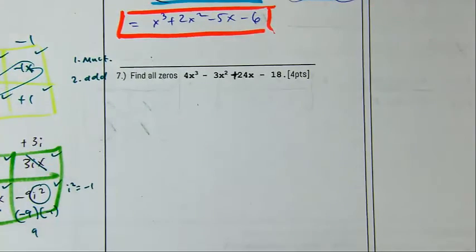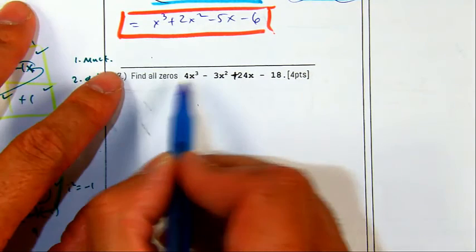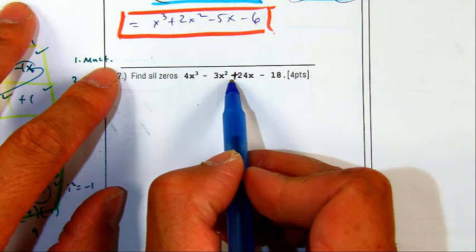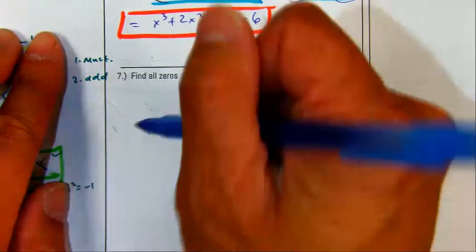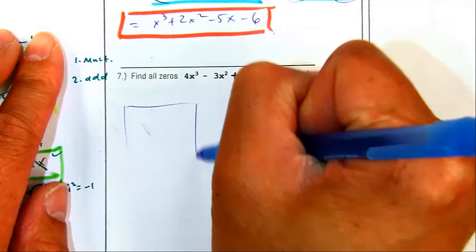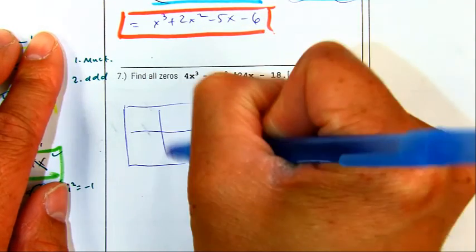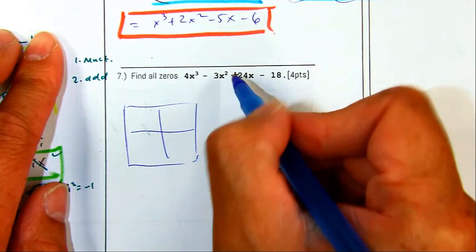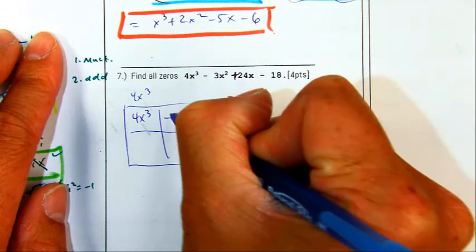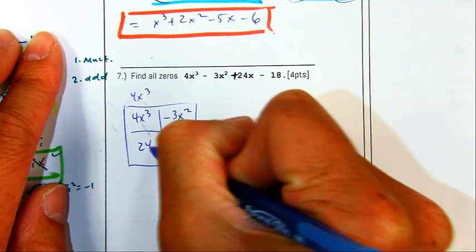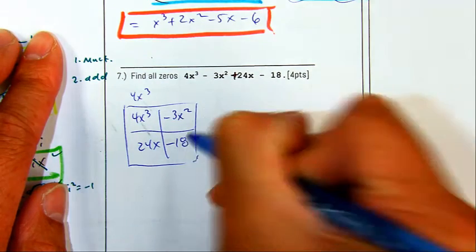Question number 7, thanks to Shyla, 5th period, thanks for catching that. So we have to change that one to a positive, and then we have 4 terms, so we can gamble by trying to factor by grouping. So if you put that as a plus, so I got 4x to the third, that's supposed to go inside, 4x to the third minus 3x squared, 24x, and negative 18.